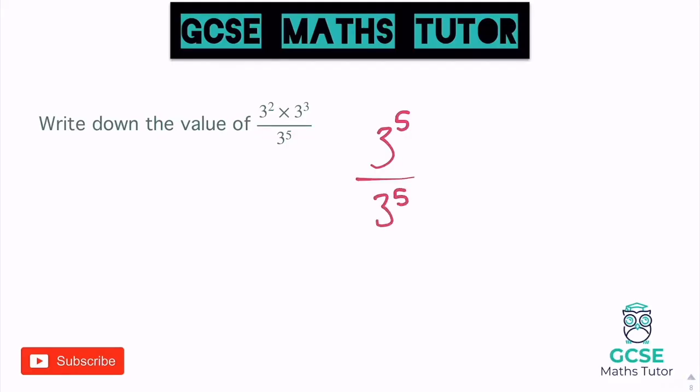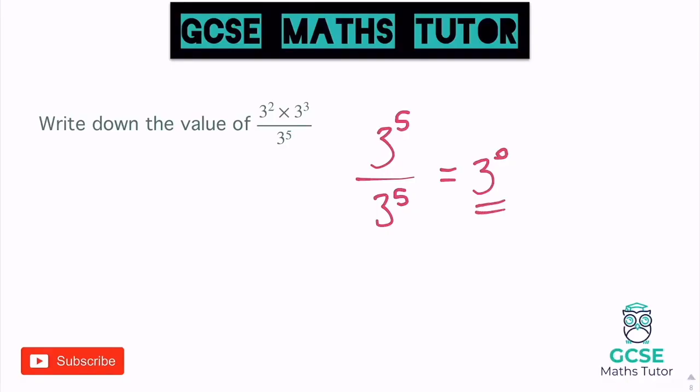Now it says write down the value. If I think about what this is as a power of 3 though, 3 to the power of 5 divided by 3 to the power of 5, we subtract the powers. So that's 5 take away 5, and 5 take away 5 is 0. So 3 to the power of 5, take away 3 to the power of 5 gives me 3 to the power of 0.